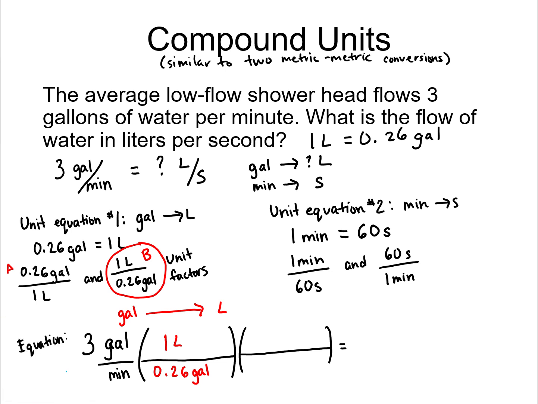Now we're going to do a little something different. This next conversion factor, we're going from minutes to seconds. But notice we have minutes in the denominator. To cancel out minutes, we need to have minutes in the numerator. So we need to use A in this case. Because at the end, we want to end up with liters per second.